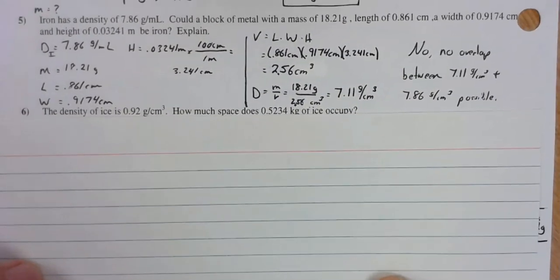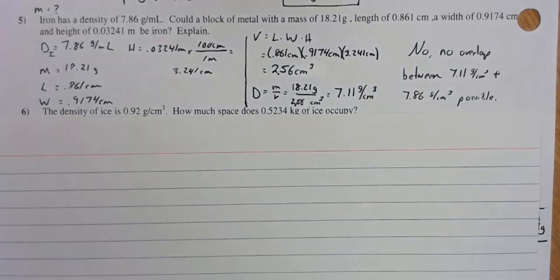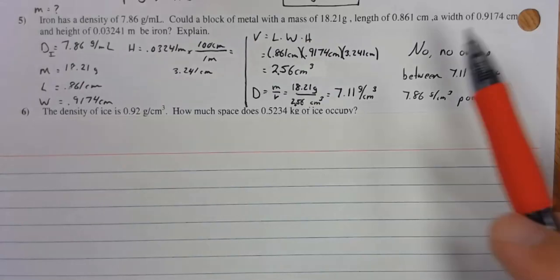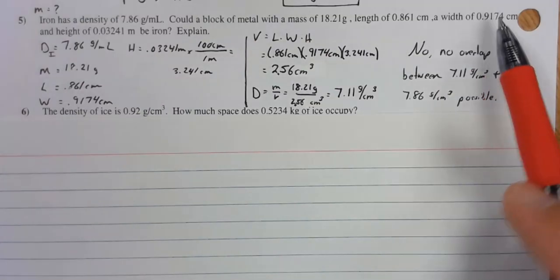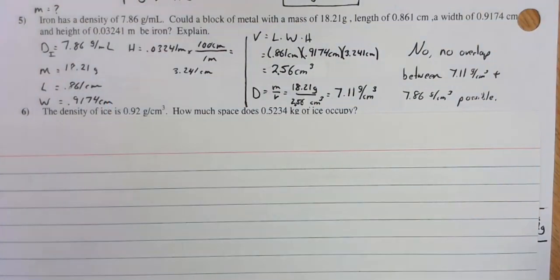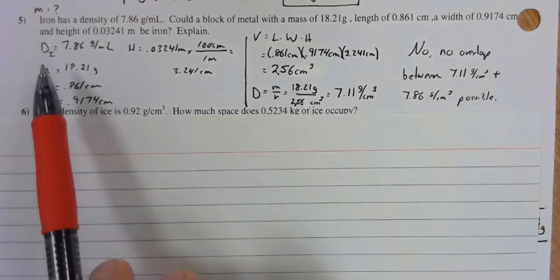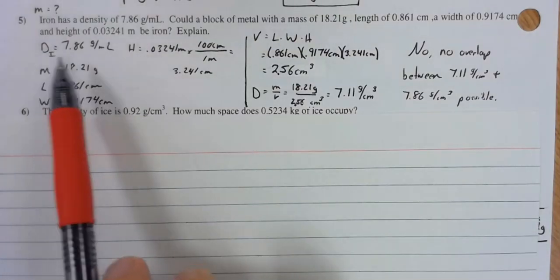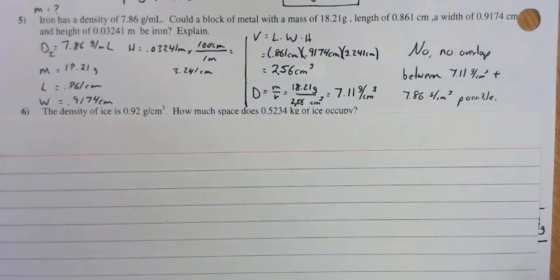Next question, a little bit more work. It's question 5. Okay, iron has a density of 7.86 grams per milliliter. Could a block of metal with a mass of 18.21 grams, a length in centimeters, a width in centimeters, and a height in meters be iron? And explain. So it's important to label everything here. So you have a density of iron and you have a block of metal. You don't know what that block of metal is. That block of metal may or may not be iron.